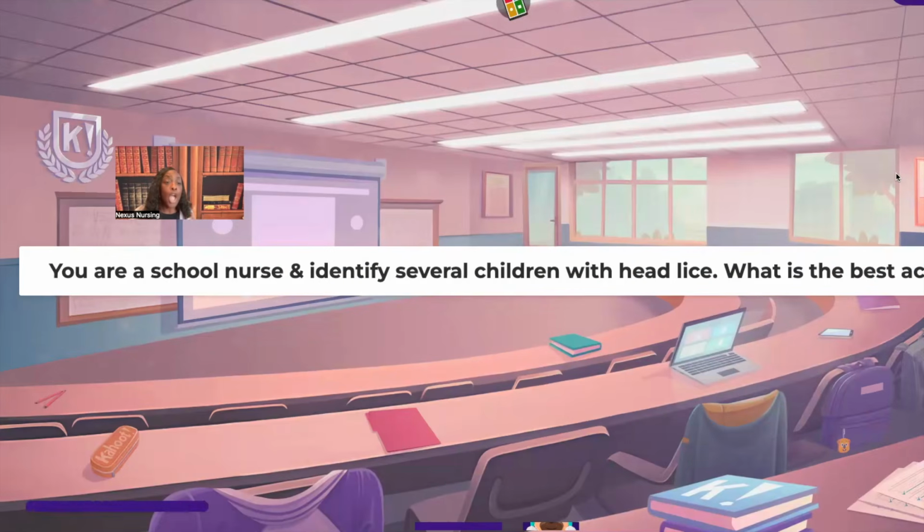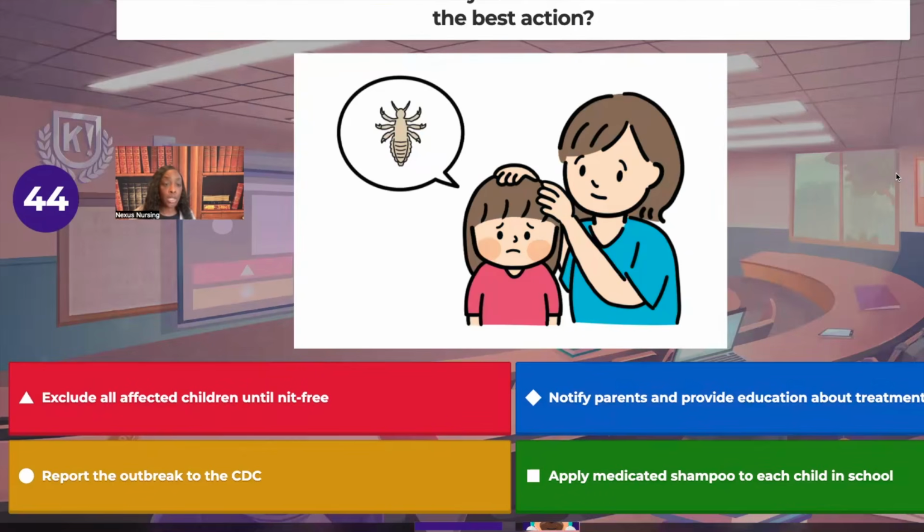Okay, last slide. You're a school nurse and identify several children with head lice. What is the best action? Is it to exclude all affected children until they're nit free? Is it to notify parents and provide education about treatment? Is it to report the outbreak to the CDC? Or is it to apply medicated shampoo to each child in the school?